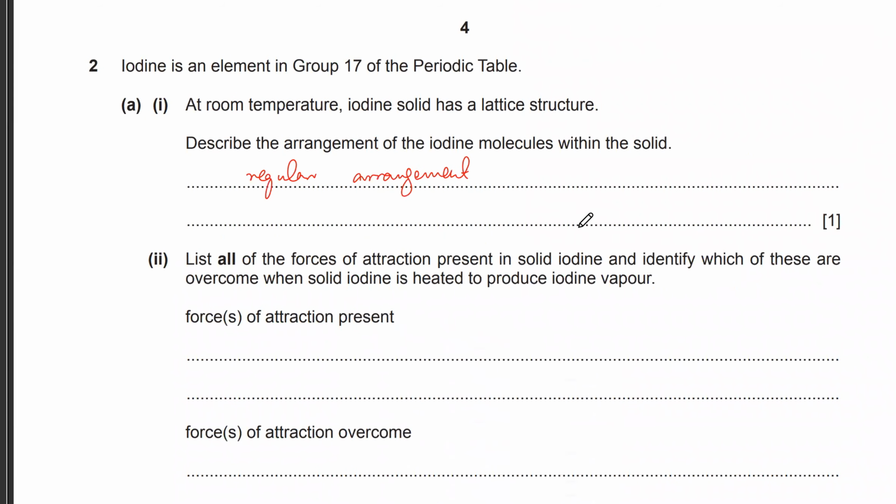List all forces of attraction present in iodine and identify which one. So forces of attraction present. The iodine molecule has a covalent bond. So that's one force. Then there is another force inside iodine. What is the force that exists between one iodine molecule and the other? Intermolecular. No, but what is that force?